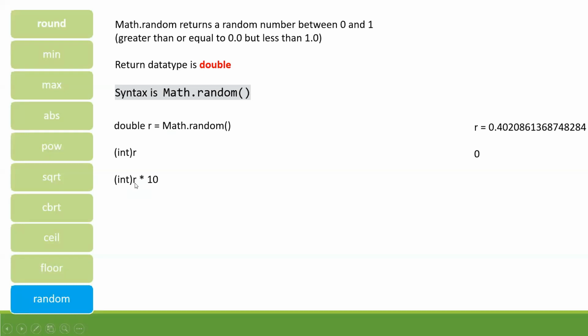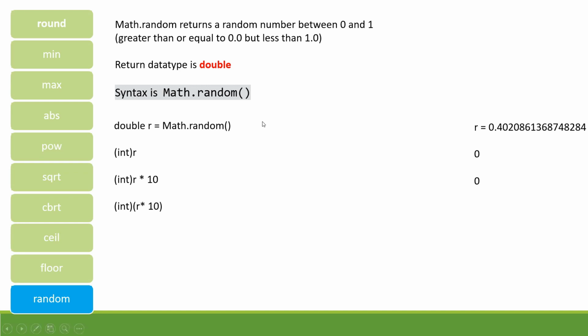Now, if we do int r into 10, do note int is a unary operator. That means it has higher precedence than multiplication. We'll do a separate video on operator precedence, but unary operators have higher precedence than multiplication also. So int of r will happen first. In this case, int of r will be 0. We know it will take only the integer value. So if I multiply it by 10 or 100 or 1000, the answer will again be 0 only.